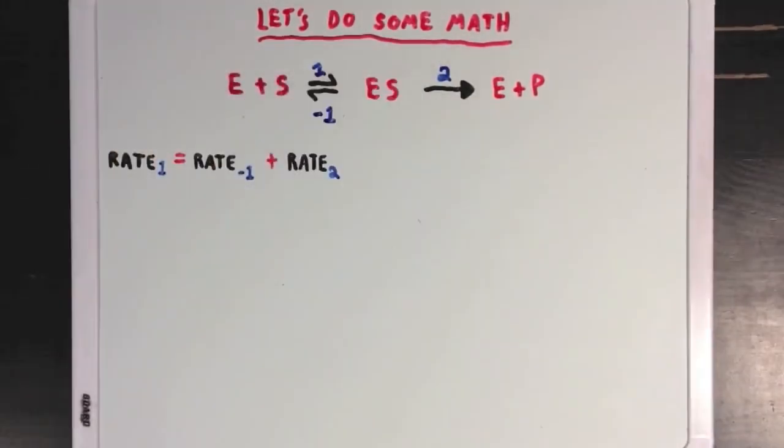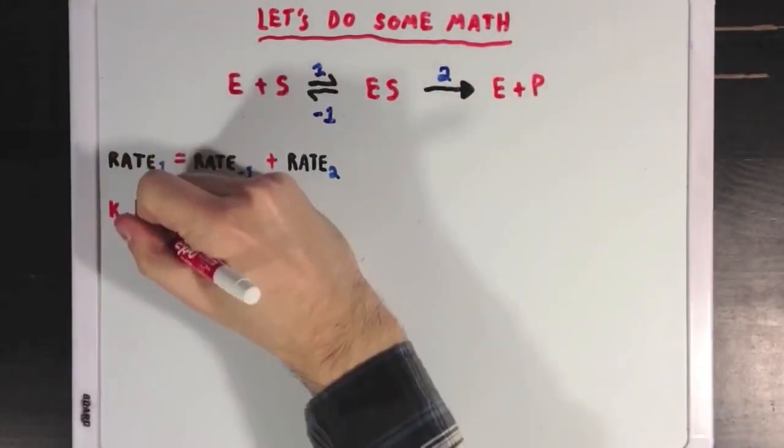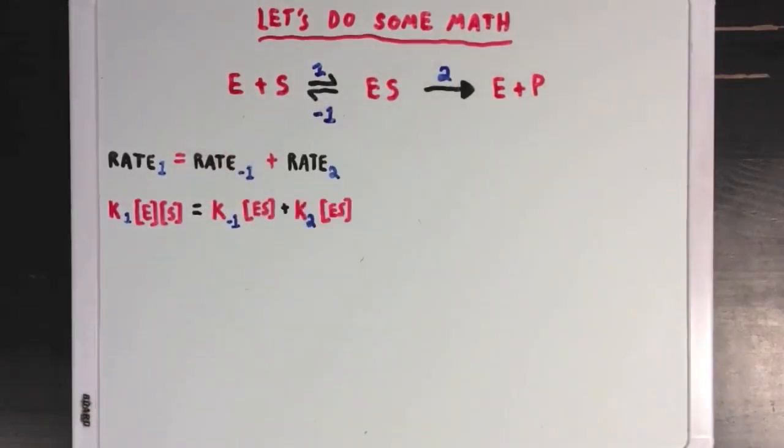rates taking away ES. Now the first thing I'll do is swap out those rate values for their rate constants times the reactants for those reactions. So rate 1 will be equal to K1 times E times S, and so on for the other two. Next, I'll introduce a new idea and say that the total amount of enzyme available, which we'll call ET, or E total, is equal to the free enzyme E plus the enzyme bound to substrate, or ES.